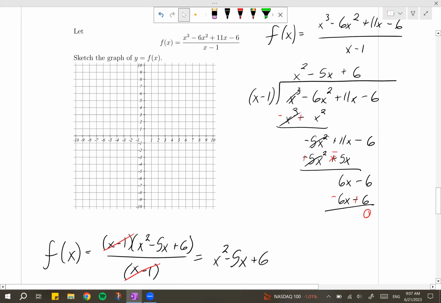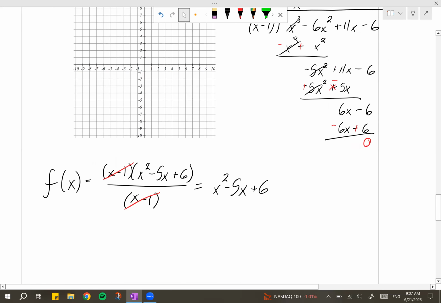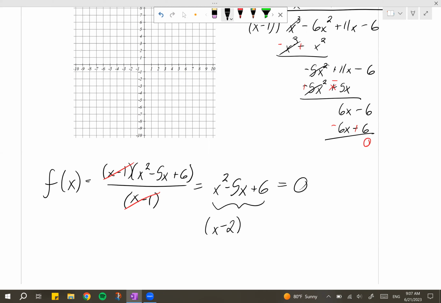All right, so first thing I know is this x squared term is positive, so my basic shape is going to look like a cup, something like this. All right, I can find my x-intercepts by setting this equal to 0. This will factor as x minus 2 times x minus 3. So I get x minus 2 equals 0 or x minus 3 equals 0. So I get x is equal to 2 or x is equal to 3. So I know my two x-intercepts.